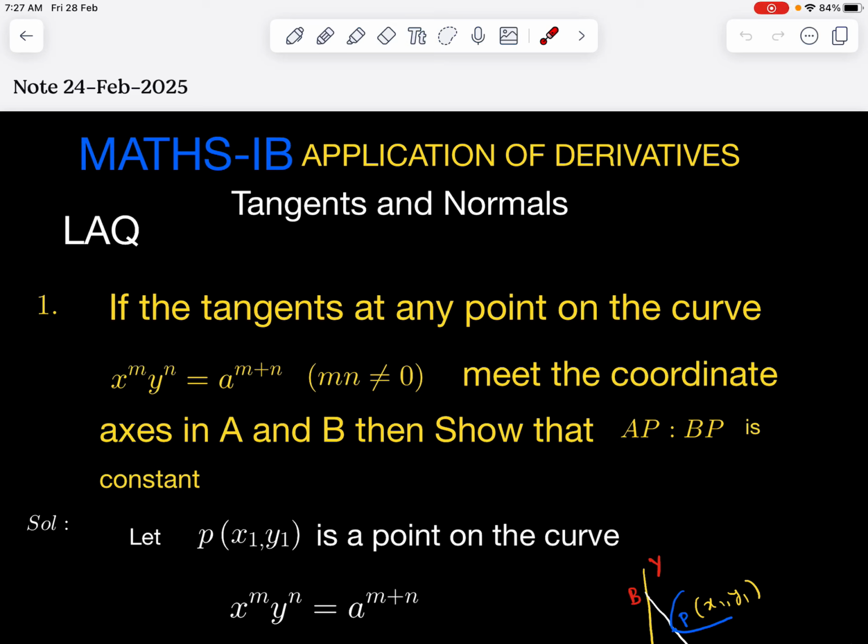Today I am discussing the most important questions in tangents and normals, application of derivatives. First, long answers. If the tangents at any point on the curve x^m y^n = a^(m+n), where m, n are not equal to 0, meet the coordinate axes in A and B, then show that AP : BP is constant.